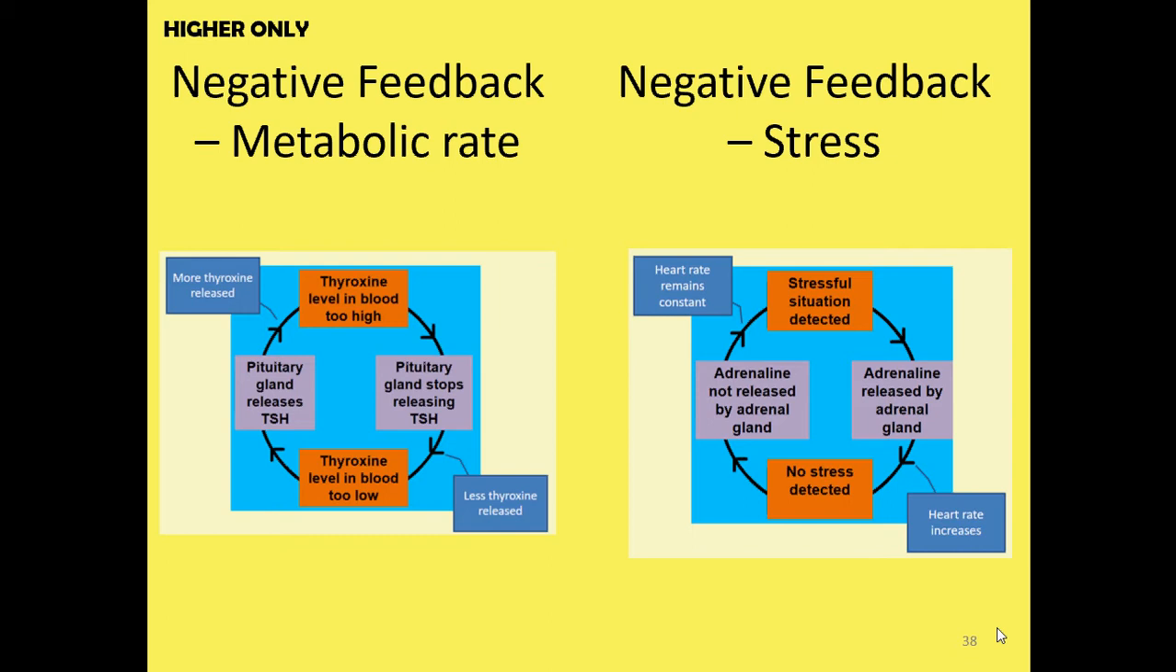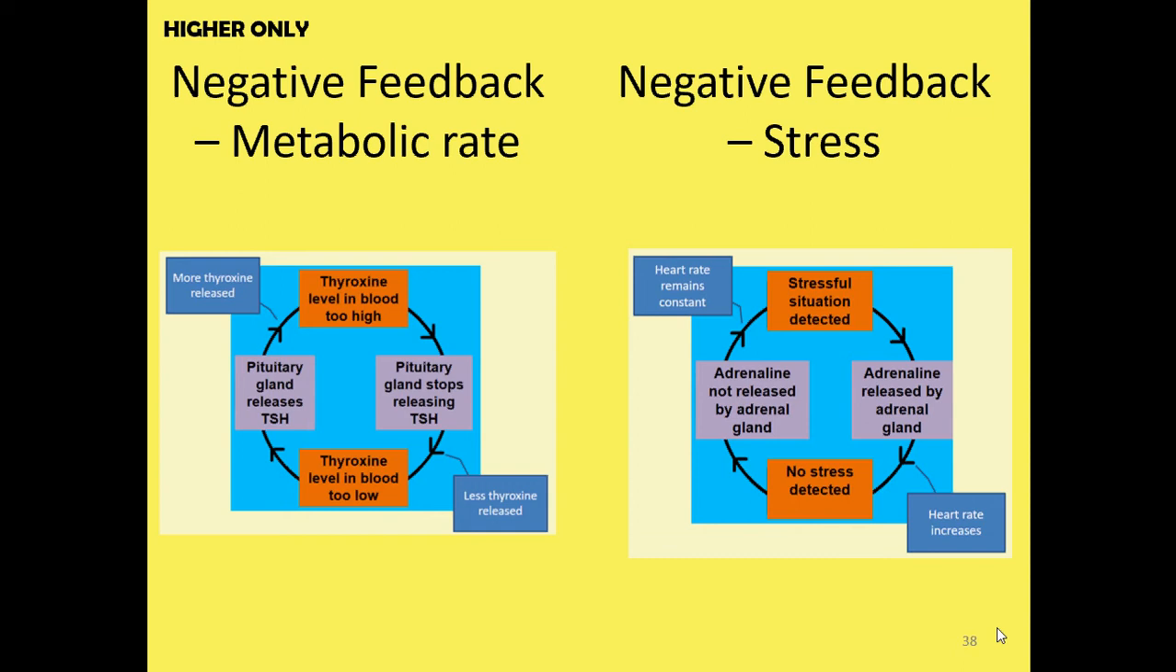The thyroid in the throat produces thyroxine, and if there's too much in the blood, the pituitary gland, back in the brain again, but never say brain, always say pituitary gland, stops releasing TSH, thyroid stimulating hormone. So if there's too much thyroxine, we definitely don't want to stimulate any more production. So the pituitary gland stops releasing the thyroid stimulating hormone, the TSH, and less thyroxine is released. That one sounds quite difficult. I think it's easier when we look at the next part of it.